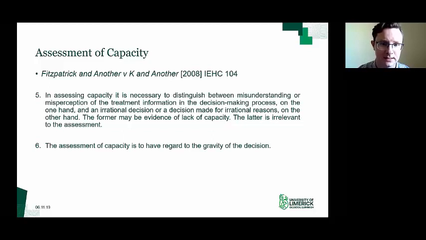And the 6th point there is that the assessment of capacity is with regard to the gravity of the decision, as we mentioned. If we're dealing with a very serious issue in relation to advanced care planning, we're looking for a very high standard of capacity to be demonstrated by the individual.